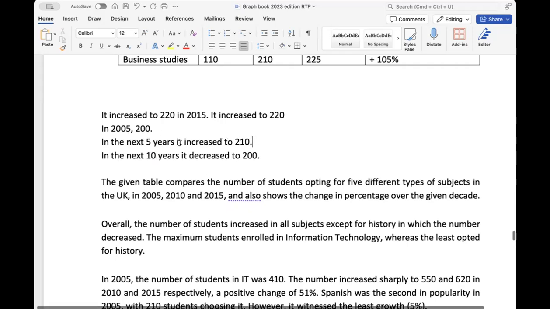Don't end up writing in 2005 it increased. See, it's not increasing in 2005. It's increasing between those 2 years. Don't write that. This is wrong. It doesn't increase in a single year. It increases over a period of time. Does that make sense for everyone? Yes, sir. Clear? Anyone has a doubt here?